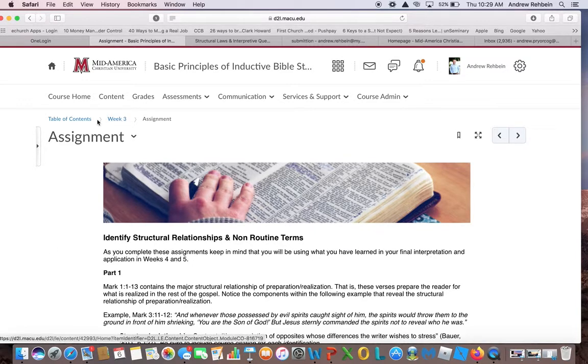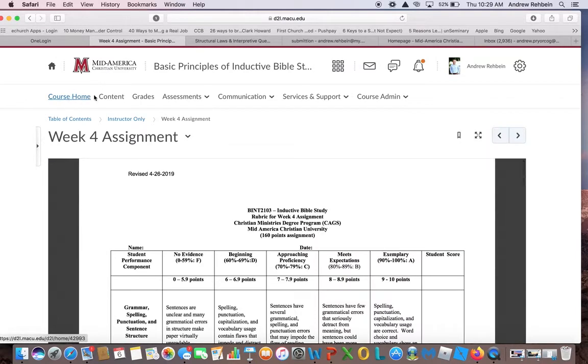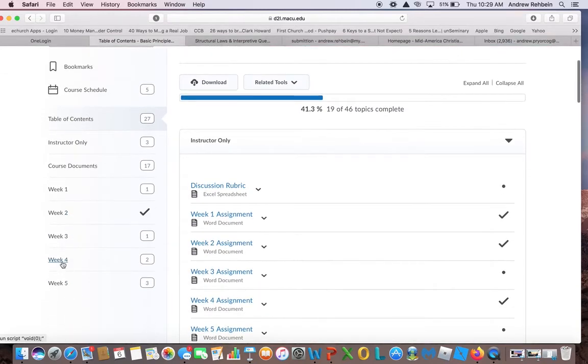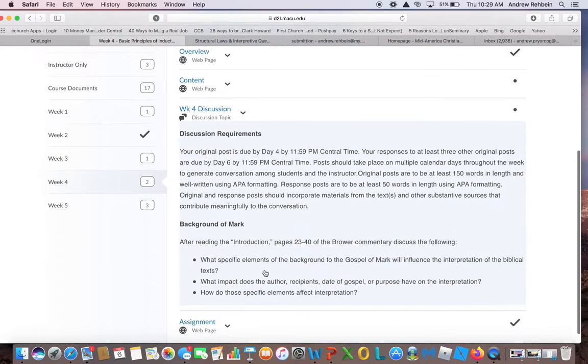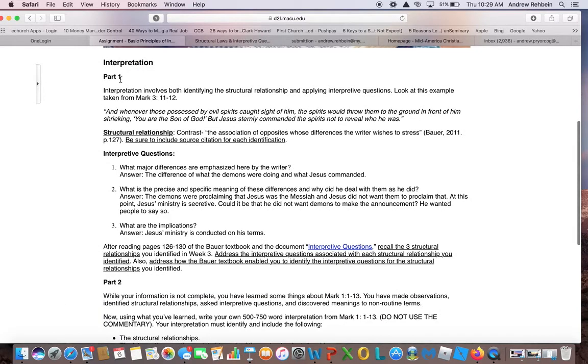Now, this is important because when we go back to week 4, or we're moving forward now onto week 4, oh, that's the wrong button, sorry, hold on. On week 4, we have our assignment, and we're building on week 3, especially the structural relationship. So in part 1, all you have to do is use the same structural relationships that you identified in week 3. Look right here, it says recall the 3 structural relationships you identified in week 3.